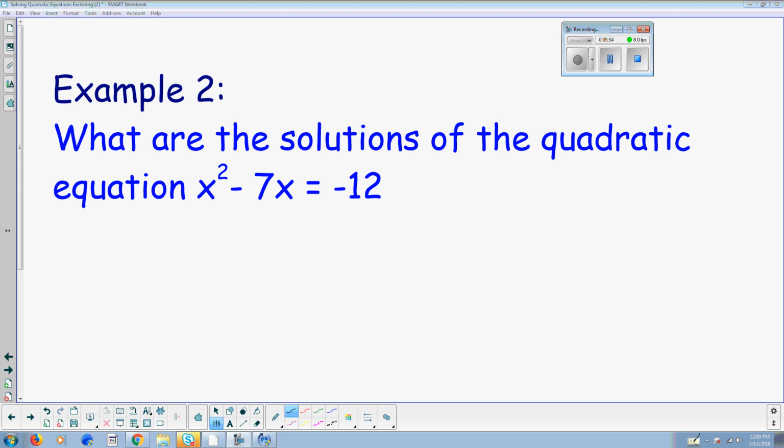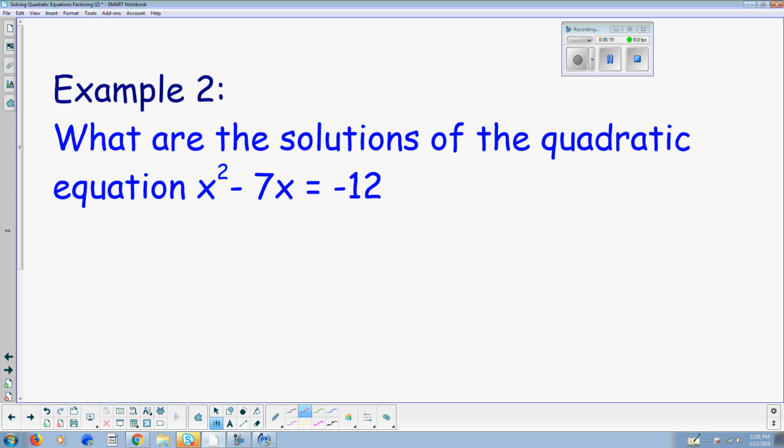In the second example, it is again asking us to find the solutions of the quadratic equation, and we are going to approach this by factoring. Now, something that I didn't say in example 1, because it didn't affect that example, is that we cannot solve by factoring until we set the equation equal to 0. Why is that? We can't use our zero product property if we don't have a product of 0.